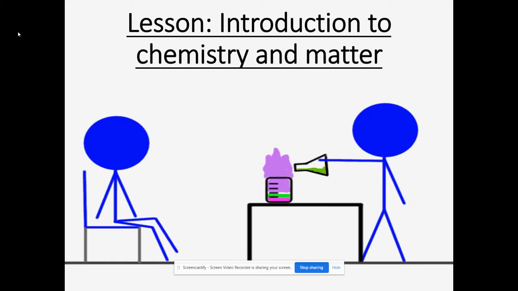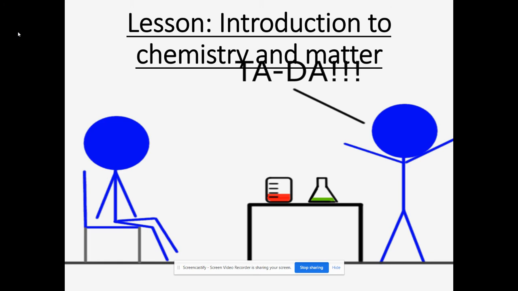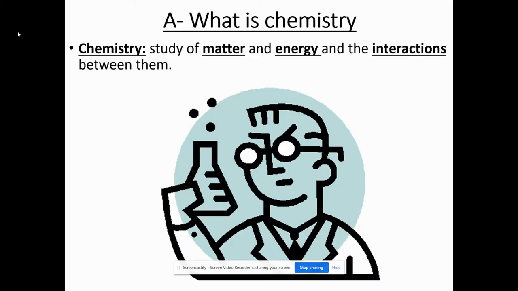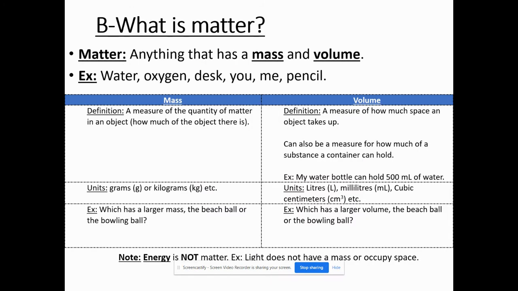In this lesson, we're going to review what chemistry is and what matter is. So chemistry is a study of matter, energy, and the interactions that happen between them. Let's take a look at what matter is to fully understand the definition of chemistry. Matter is anything that has a mass and a volume.